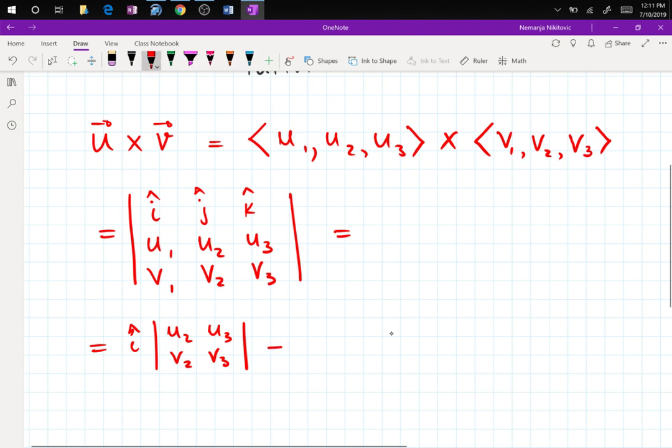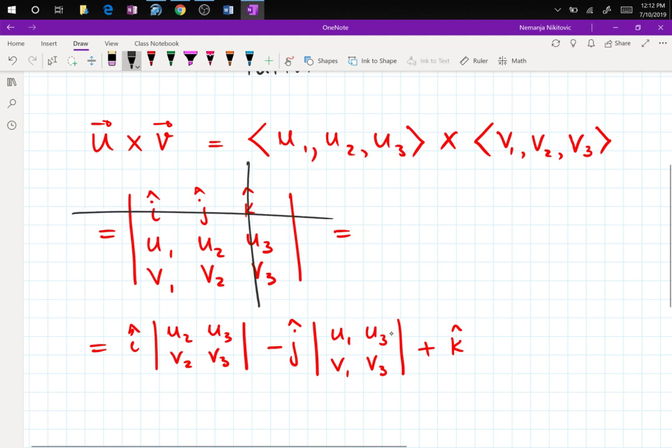Then you will put negative j. If you're interested why it is negative, take linear algebra. That will eliminate a row and column, and you are left with U1, U3, V1, V3. And you are done with j's. Finally, plus k hat will eliminate the row and column where k is, and the leftover matrix is U1, U2, V1, V2.